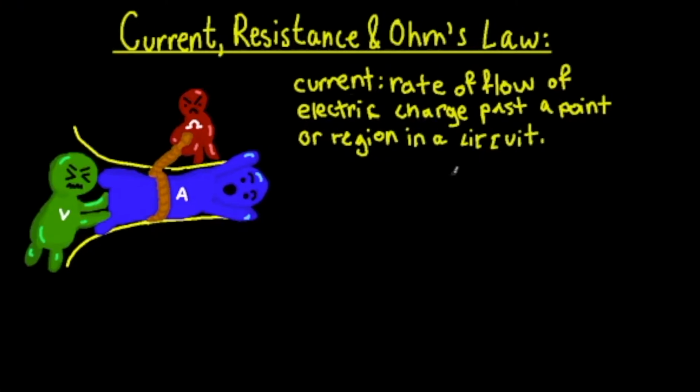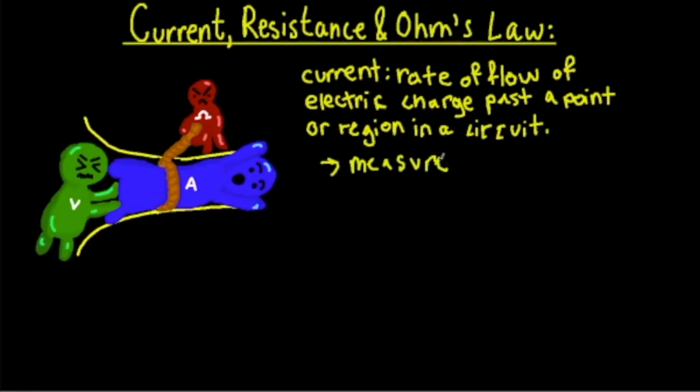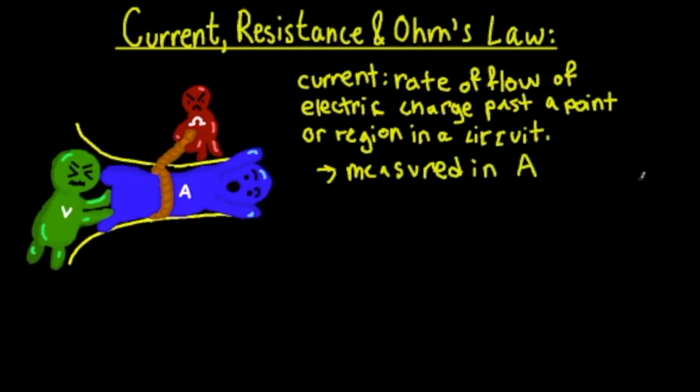Okay, so what exactly does that mean? If you think of voltage as sort of the pressure in a circuit, if you're going to make an analogy to a water tank, if you think voltage is the pressure, current is the flow of the water, right? So current is measured in amps, which is just A, the symbol for amps. And it's basically just the flow of charged particles.